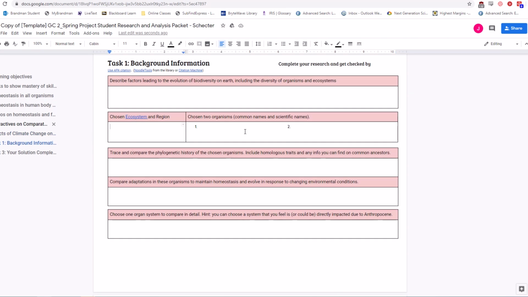So tell me where you've chosen. Remember, you can choose your backyard area, like the local area around your house. You can choose your city. You can choose the Arctic tundra. You can choose the Great Barrier Reef. It's your choice for the ecosystem and region.